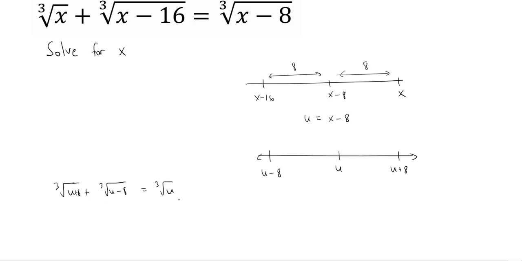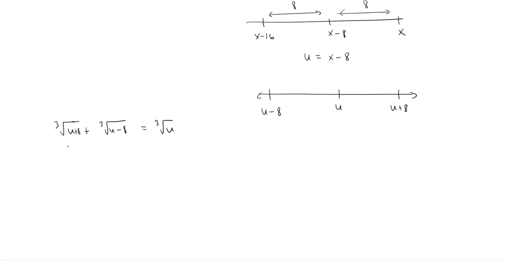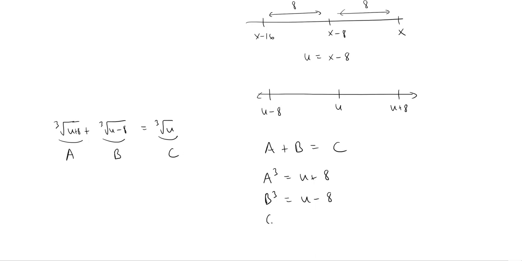Okay. Now, again, I don't really like to play around with cube roots. They're a little bit annoying. So I'm going to give this just the name A, and this the name B, and this the name C. So I can simplify my life and just write, A plus B is equal to C. I also know that if I cube A, I get u plus 8. If I cube B, I get u minus 8. And if I cube C, I just get u.